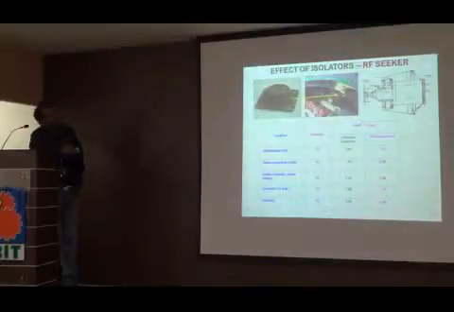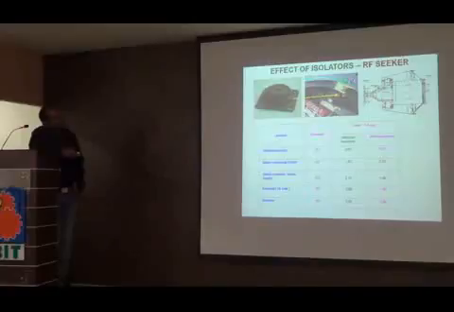Again, another case, where we used an isolator on one of the RF seekers. Without isolator and with isolator, you can see the levels have come down. This is the type of isolator we used, a kind of rubber isolator. It has 4 legs and some space.